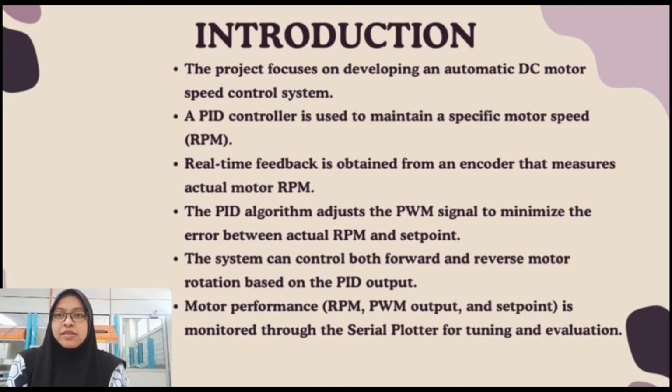PID control is used to maintain a specific motor speed in RPM by continuously adjusting the control input based on real-time feedback. Real-time feedback is obtained from an encoder that measures actual motor RPM, providing the precise and updated information required for accurate speed regulation. The PID algorithm adjusts the PWM signal to minimize the error between actual RPM and set point, ensuring the motor speed remains stable and responsive to change.